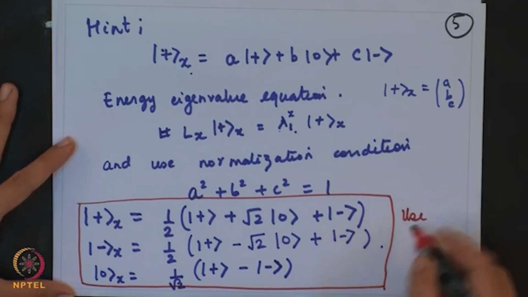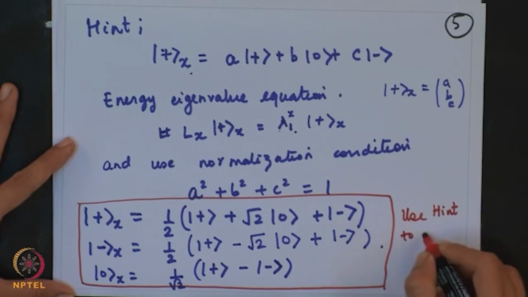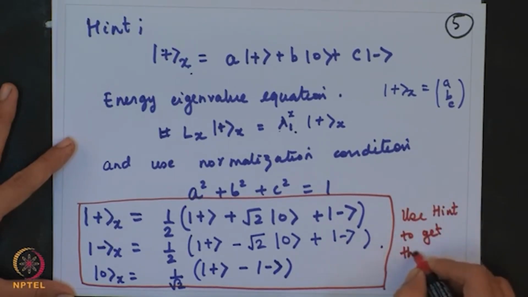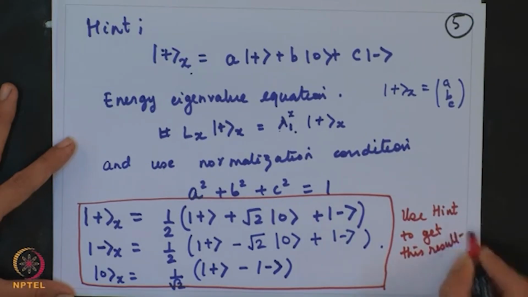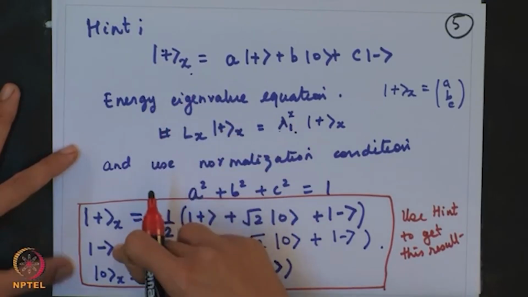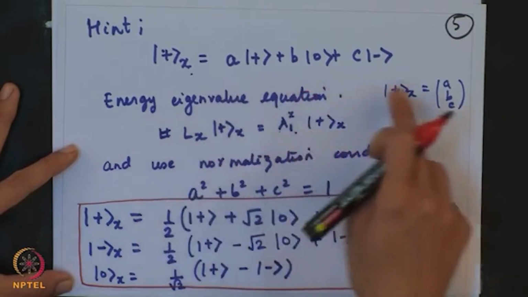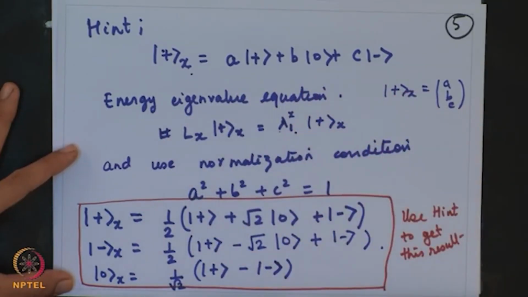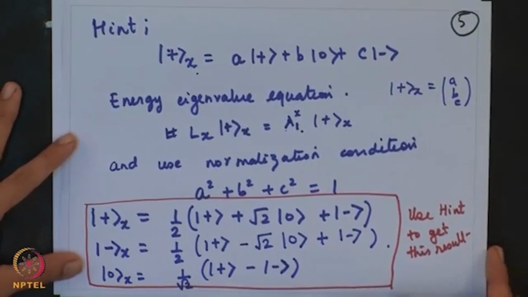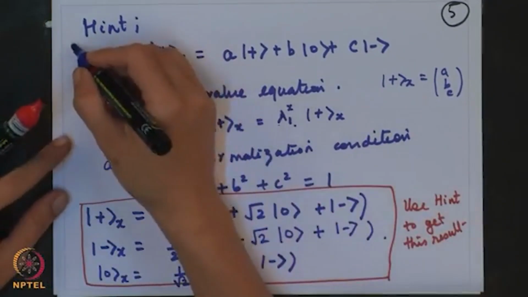So, use the hint to get this result. You will do it for plus, minus as well as ket 0 and obtain the corresponding coefficients A, B and C, and then you write the result. So, it was very simple. This was part B of this problem.